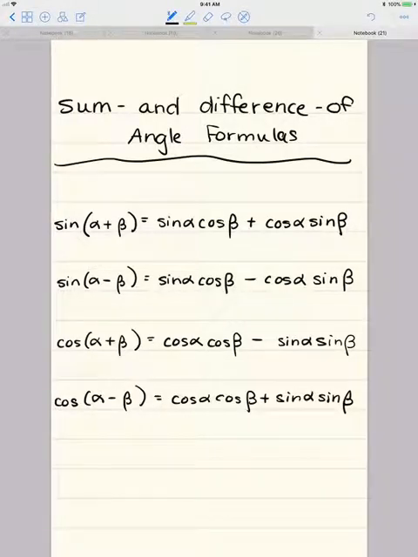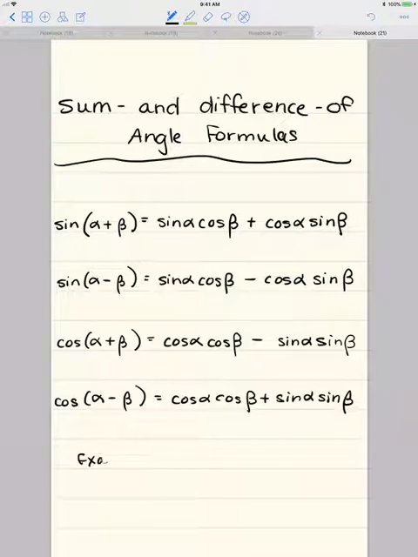This video looks at a few examples using the sum and difference of angle formulas, which there are 4 of. There's one for the sum of two angles using the sine function, the difference of two angles with the sine, and then the same for cosine. The way these work is, you have an angle for which you want an exact value.